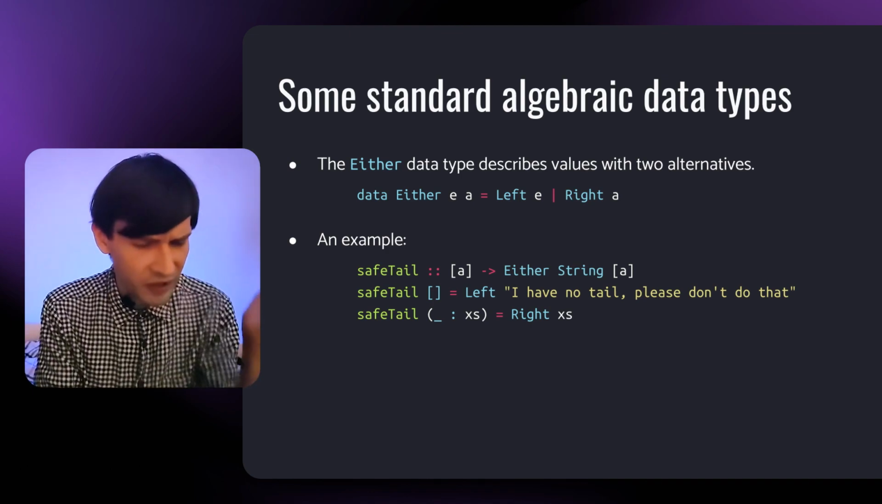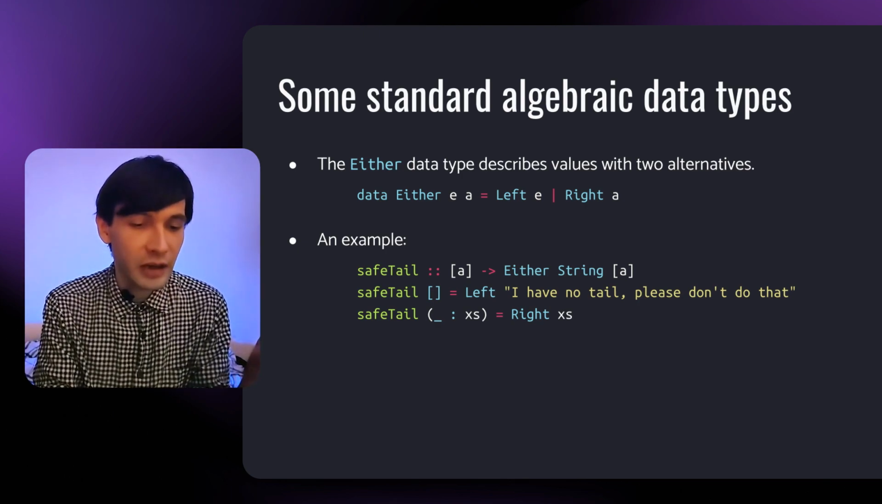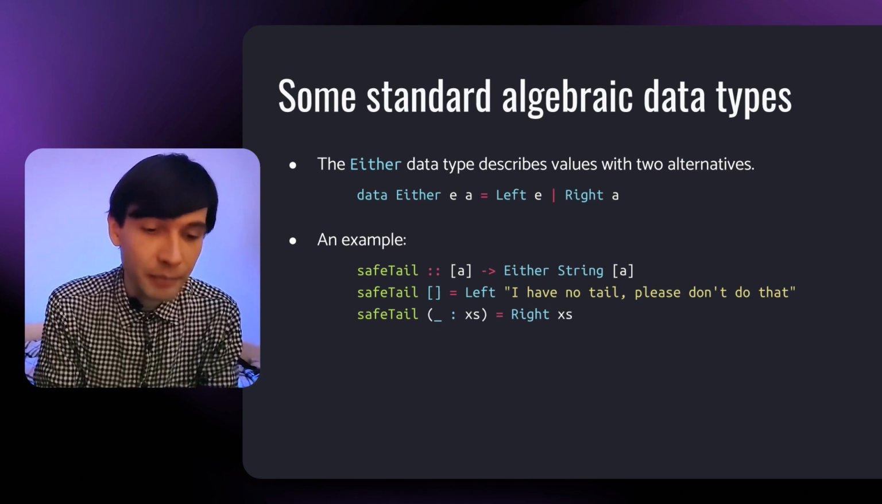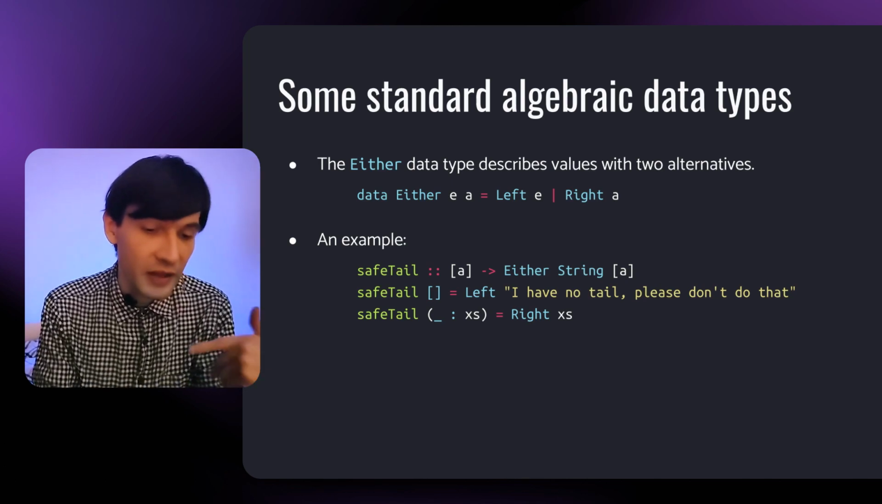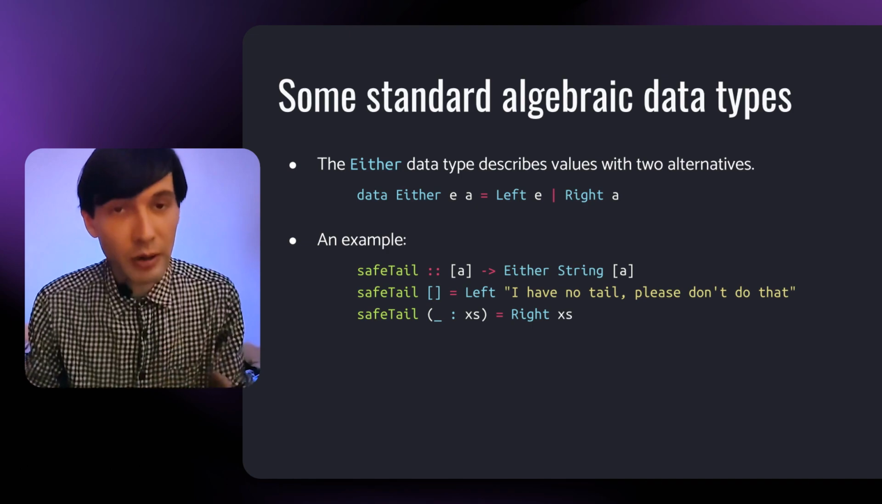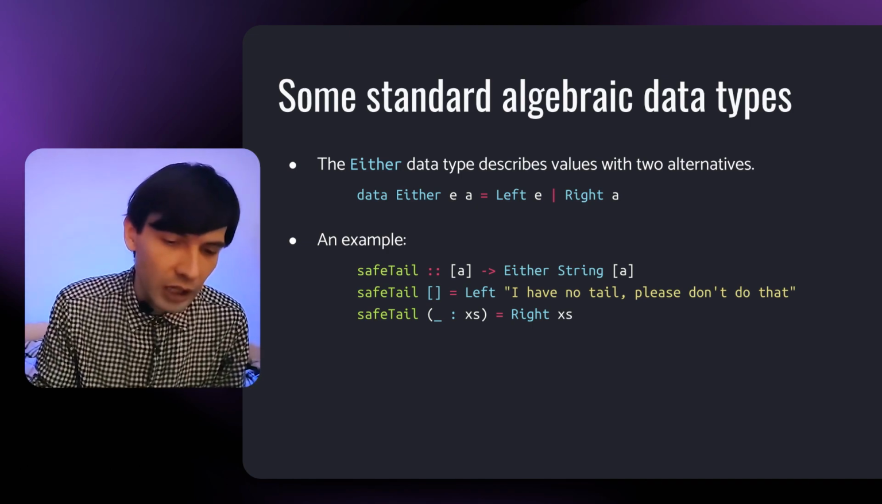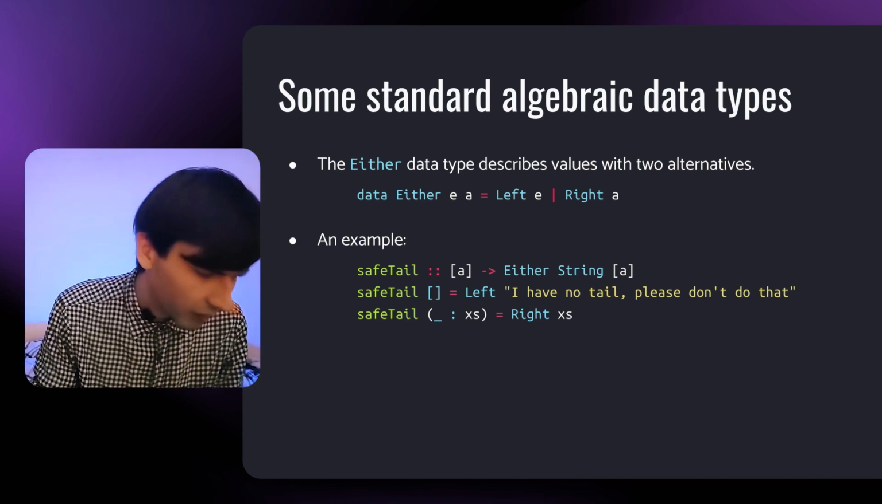And here we have the case analysis with pattern matching similarly, and if the first argument is empty, that is, our list is empty, the empty list, then we return the left with our error message. I have no tail, please don't do that. But if a list is non-empty, then we can extract its tail from the cons constructor and return right xs.